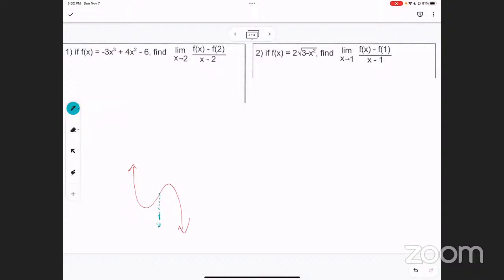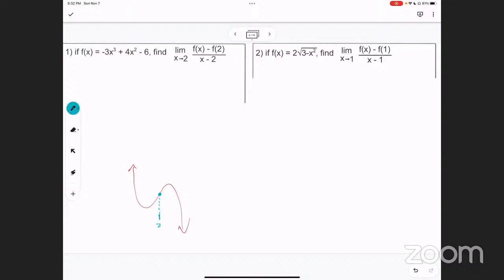Let's say that's 2. So they want to know what's the limit as x gets closer and closer to 2. As I get closer and closer to 2, my x value gets closer and closer to 2 on my graph. Basically, what's the limit of the slope of that line at that point? In other words, this is like a tangent line right there that they're wanting us to find. Okay, so that just gives you the visual for it.